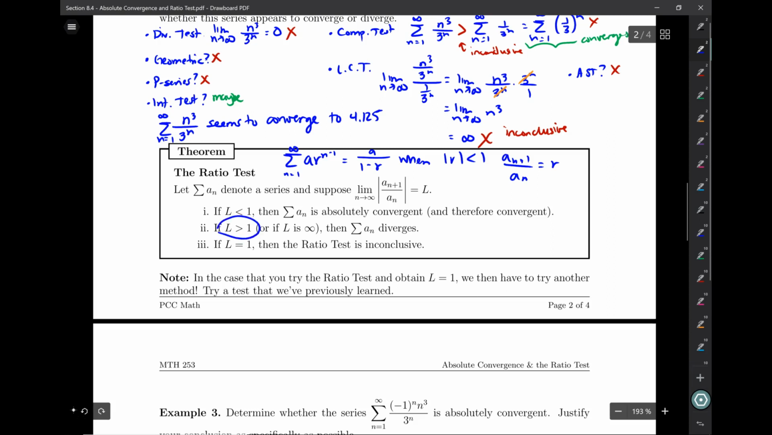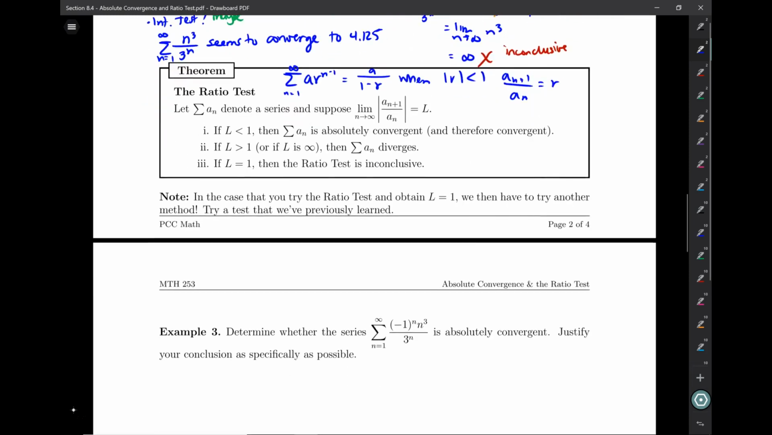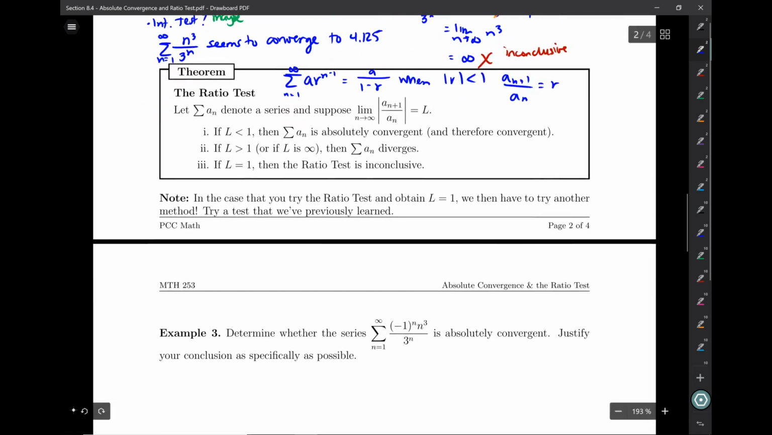So if L is greater than 1, then the series diverges. If L is equal to 1, the ratio test actually ends up being inconclusive. And we can talk a little bit about why that would be the case. I'm debating on whether I want to do that now or later. Well, let's just take a really quick example at, let's say, the harmonic series.